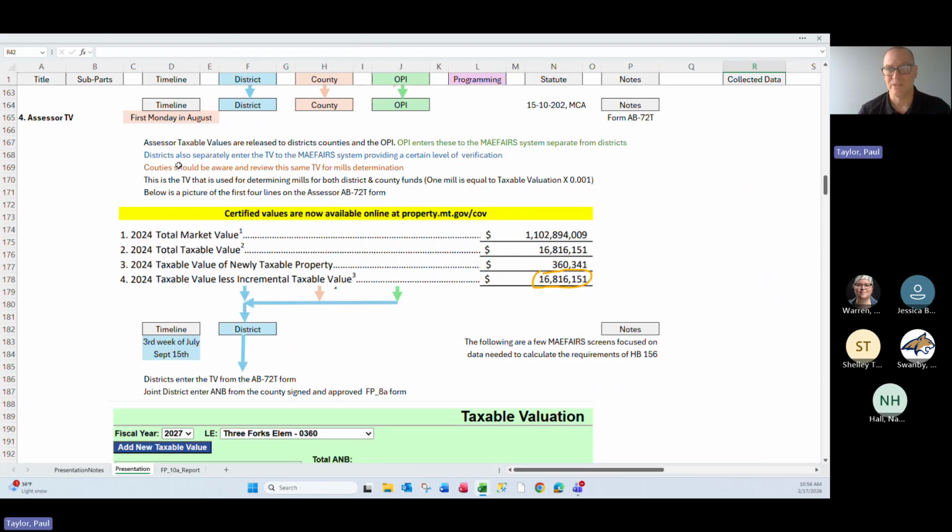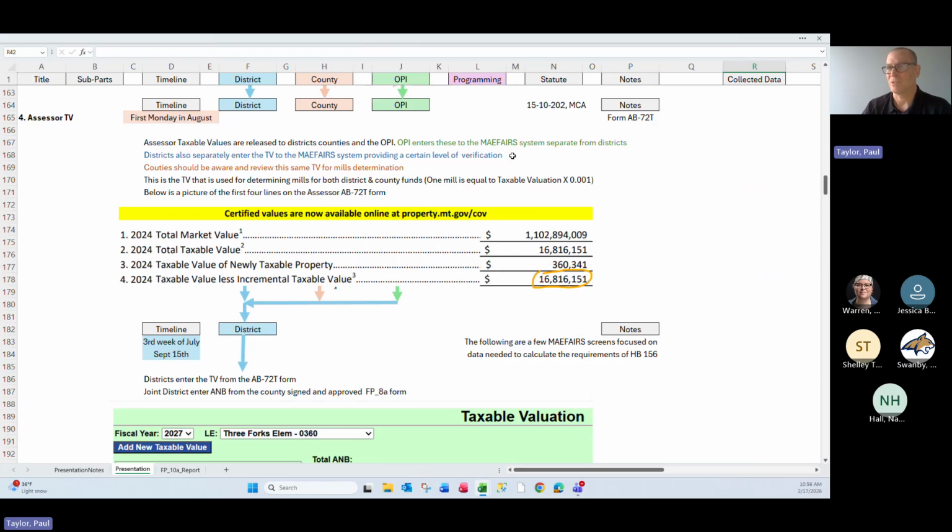Districts also receive that taxable value. That is this AB 72 form. They also receive the same form. It comes from their assessors division, and they're regional, they're across the state. The school district also receives the taxable value, and they take their taxable value and they hand key it into the Mayfair system also.